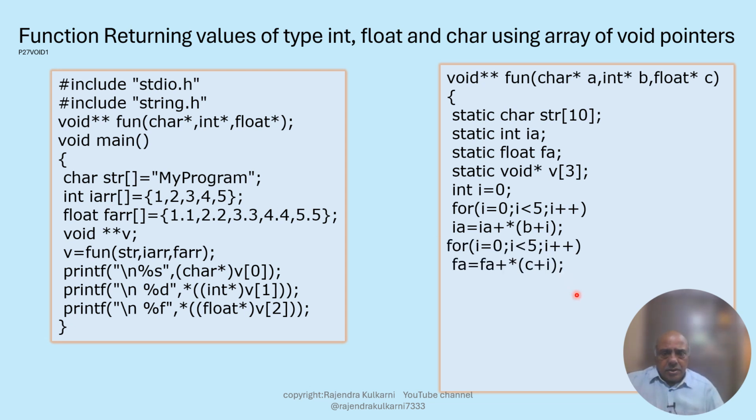Similarly, on termination of the second for loop, fa is a float variable which will be containing the summation of elements of the array pointed to by pointer c, which is pointing towards the array FARR of main.